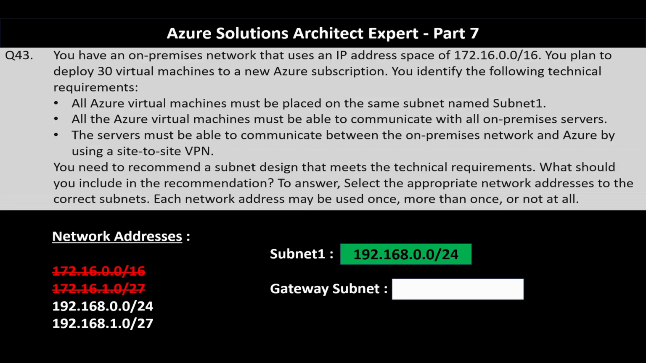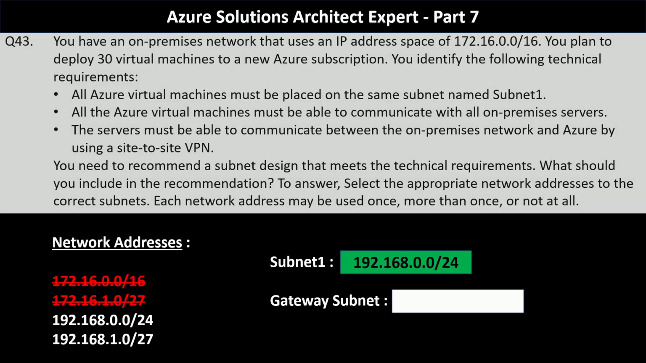Now friends, the gateway subnet would be 192.168.1.0 with a prefix of 27. Because it ensures that the gateway subnet is separate from the Azure VM subnet, which is subnet 1, and also does not overlap with the on-premise IP address space.